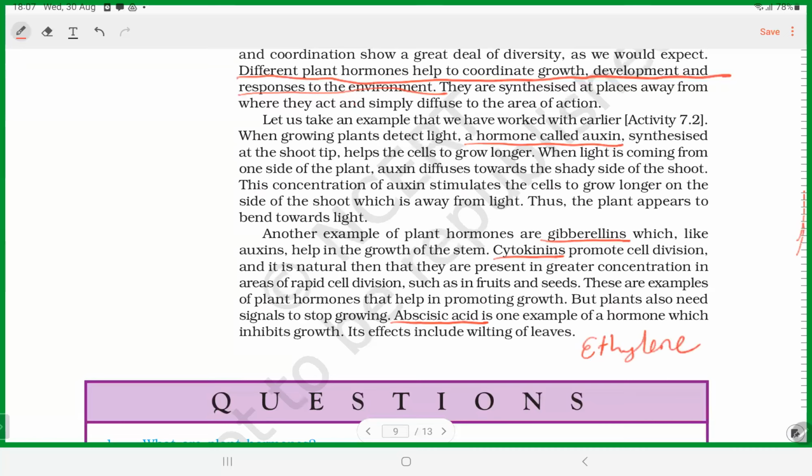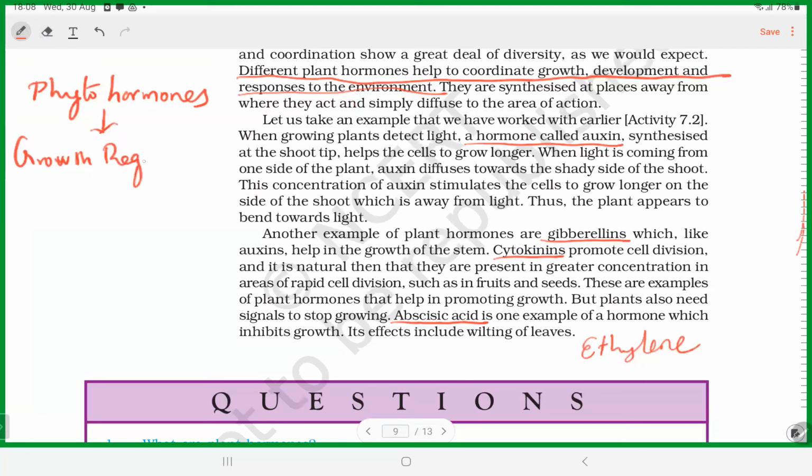Do you remember how these hormones are classified? What other name is given to plant hormones? Phytohormones. Plant hormones are also called phytohormones. And how are they classified? Actually, they are called growth regulators.